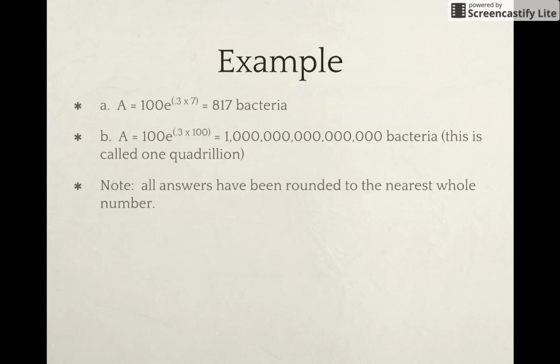Using the exponential growth model, we have in part A, the amount of bacteria is 100 multiplied by e to the 0.3 times 7, which results in 817 bacteria. In part B, we have A equals 100 e to the 0.3 times 100, which results in 1 quadrillion bacteria. I had to look up the name of that big number there. That's a quadrillion. I rounded all the answers in that scenario to the nearest whole number.